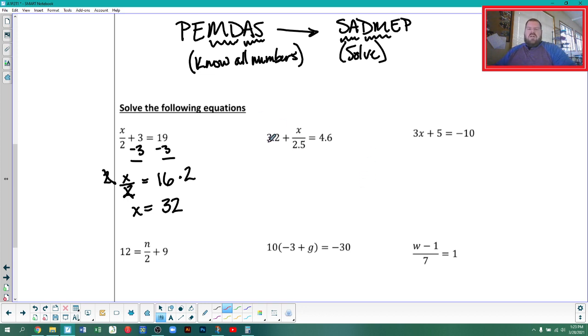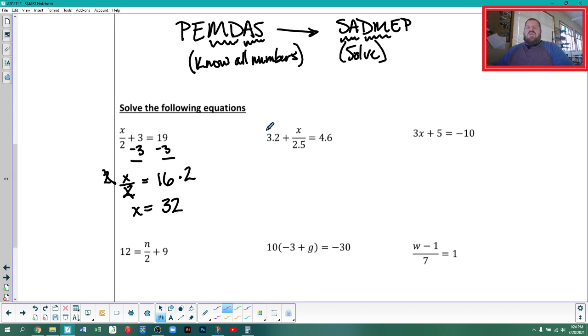For my next one here, I've got some decimals that I'm dealing with, but that's no big deal. And again, I think about if I know what x is, if I knew that x was 10, I kind of always use 10. It's a pretty good number. If I knew that x was 10, I would divide, and then I would add. I want to undo those in the opposite order.